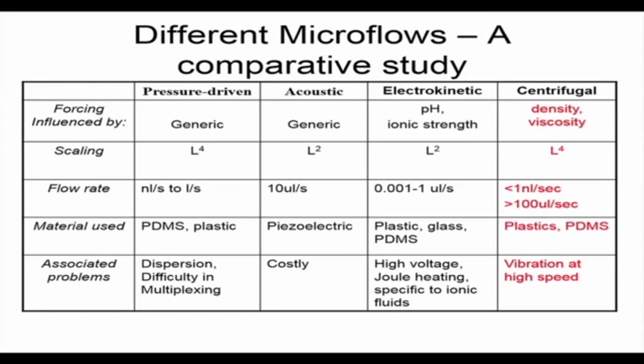Electrokinetic flows are typically 0.001 to 1 microliter per second. For centrifugal actuation, the range of flow rate is from less than 1 nanoliter per second to greater than 100 microliter per second. This wide range of flows can be covered, and you can understand very easily why, because you can vary the rotational speed in a wide range, and if you vary the rotational speed in a wide range, you can vary the flow rate.